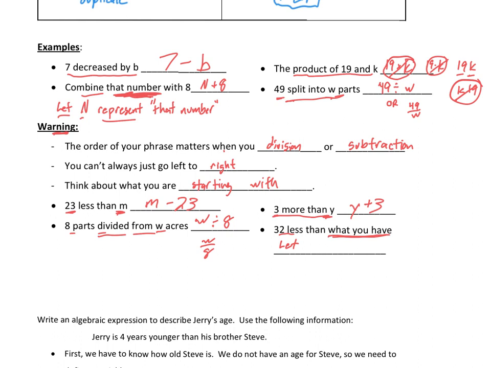Let's say W represents what you have. You can't write words in algebra. So W minus 32. We're starting with what you have, and we're subtracting 32.